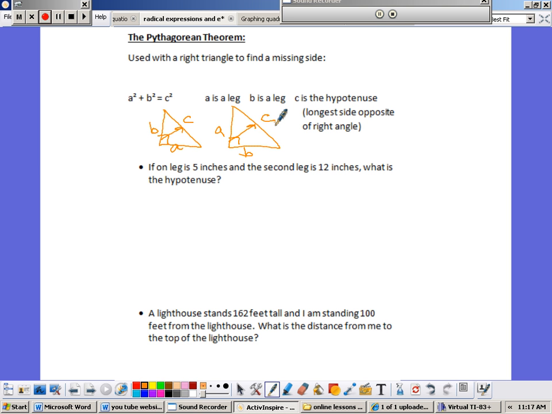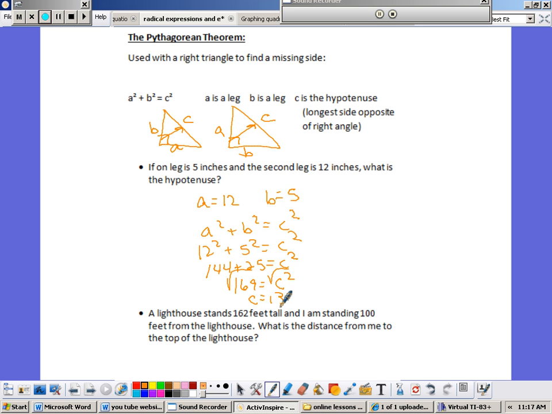Your choice. If one leg is 5 inches and the second leg is 12 inches, what is the hypotenuse? So one is 12 and one is 5, and it doesn't matter which one you do. So a squared plus b squared equals c squared. 12 squared plus 5 squared equals c squared. 144 plus 25 equals c squared. 169 equals c squared. Normally when we take the square root on both sides we put plus or minus, but you can't have a minus value on a triangle, so we eliminate the minus, and it'll have to be 13 inches.